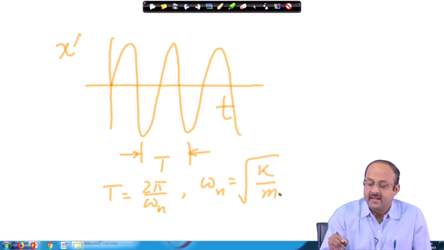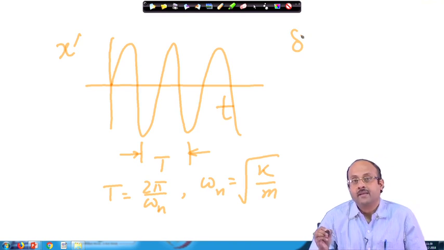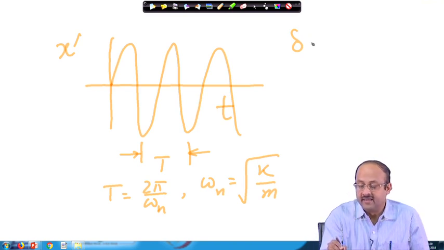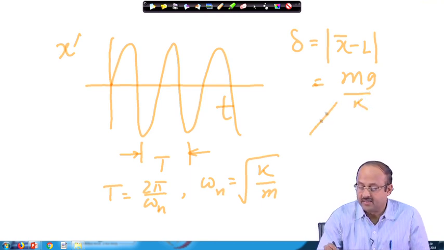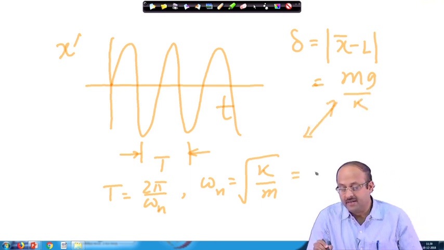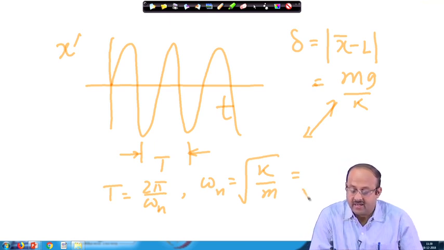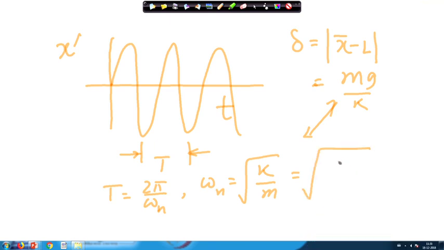And you have seen that if delta is the static displacement, then it was equal to x minus x bar minus L, which is equal to mg by k. So, from these two results we can see that omega n is equal to under root g by delta, where delta is the static displacement due to its own weight.